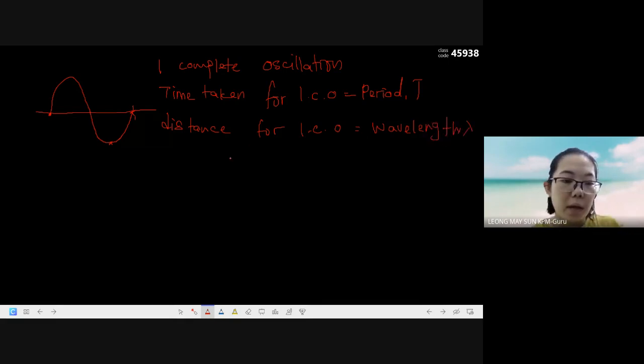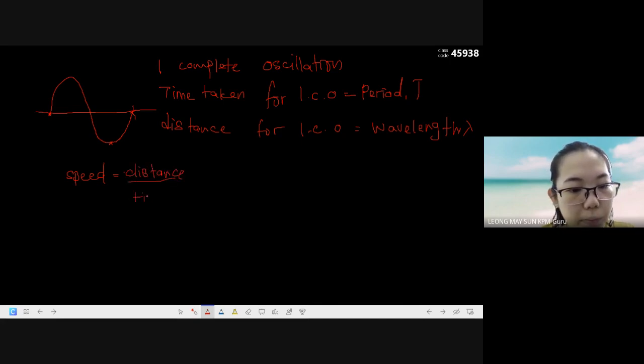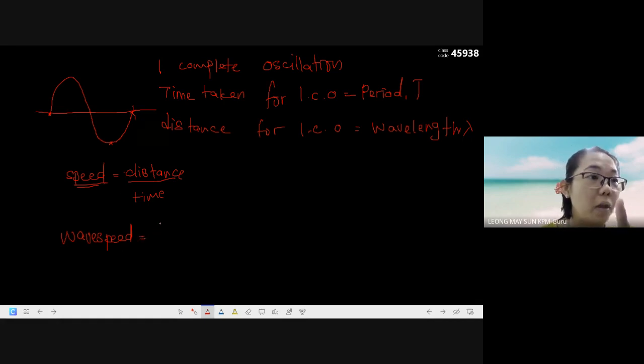Now, in our previous syllabus, in Form 2 forces and motion, we talked about speed, in terms of magnitude only. Speed's definition is distance over time. So when we are talking about waves, we talk about wave speed, which means how fast the wave is moving. To calculate wave speed, it's similar to our definition for speed. The distance for one complete oscillation is one wavelength.